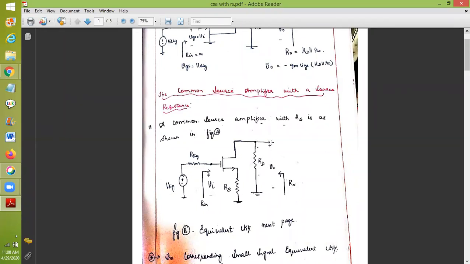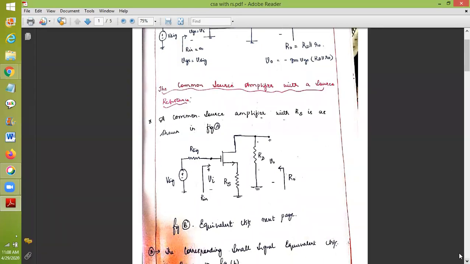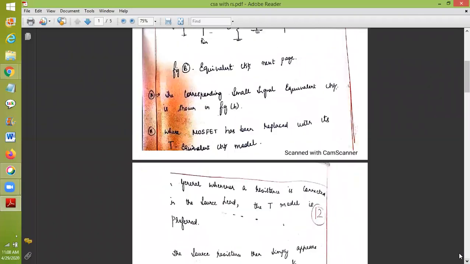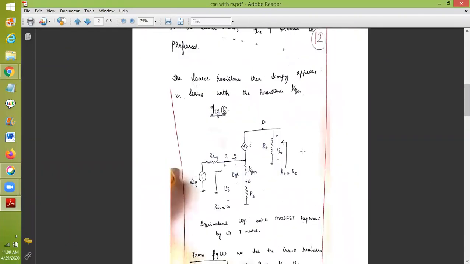Okay. So what is V0? V0 is equal to ID into RD. So from the equivalent circuit also, you can see here V0 is nothing but the drop across the drain resistance RD with respect to ground. So V0 is equal to ID into RD.